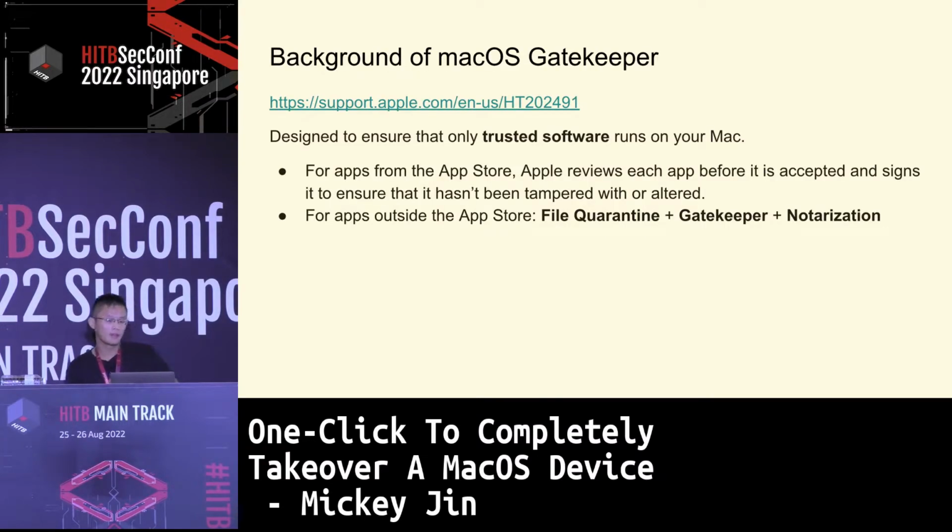Okay, let's take a look at the details about macOS GateKeeper. It is designed to ensure that only trusted software runs on your Mac. For apps from the App Store, Apple reviews each app before it is accepted and signs it to ensure that it hasn't been tampered or altered. For apps outside the App Store, there are three security features for the protection: file quarantine, GateKeeper, and notarization.